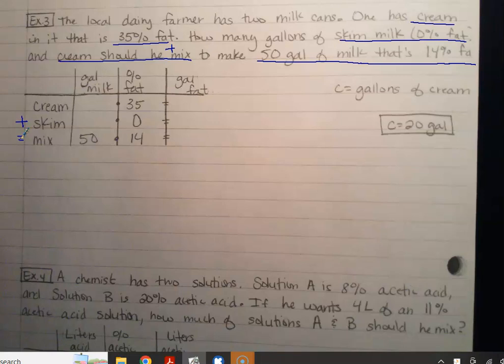We had the cream that's 35% fat, so that's going to be here, okay, 0.35, with how many gallons of skim milk, which is 0% fat, so that's just 0, but we've got that in there. And we want 50 gallons, so that's in our gallons of milk. That's 14% fat, so 0.14. So we've put all of our numbers into our table again.